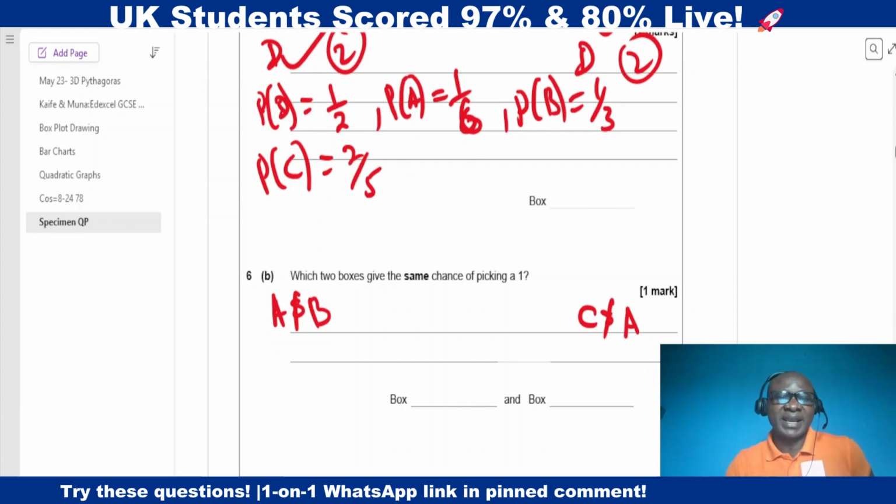Kaife, how is your A and B correct or the same? I did for A, I got 1/3. And for B, I got 1/3. And C, you got what? For C, I got A and B. A and B, okay.